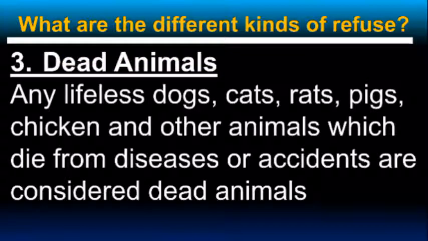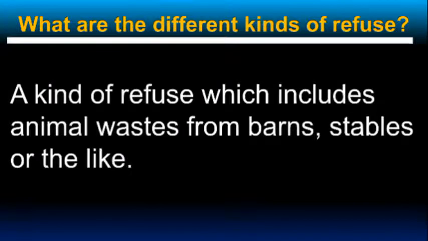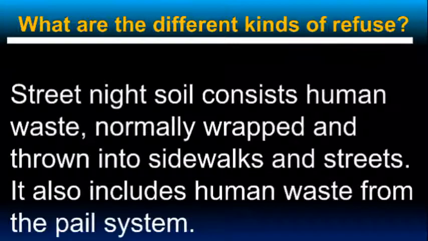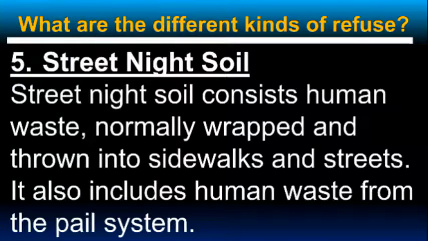Dead animals, these are lifeless dogs, cats, rats, pigs, chicken, and other animals which die from diseases or accidents are considered dead animals, of course. Stable manure is a kind of refuse which includes animal waste from barns, stables, or the like. Street night soil consists human waste, normally wrapped and thrown into sidewalks and streets. It also includes human waste from the pail system.